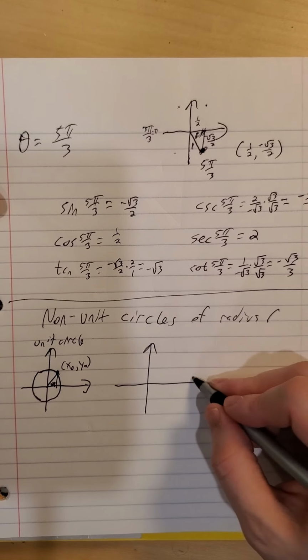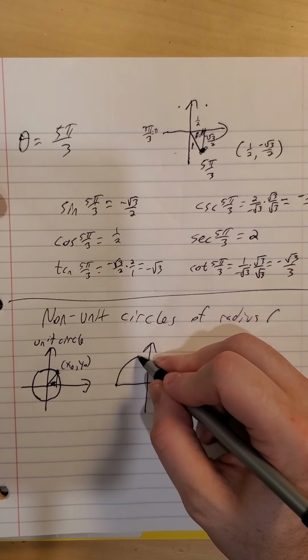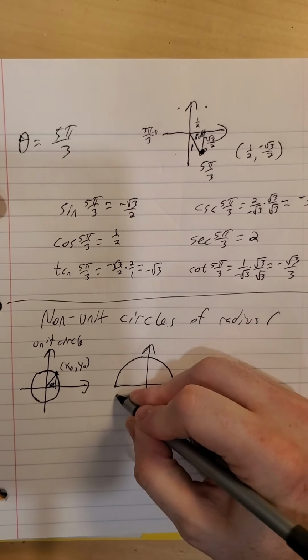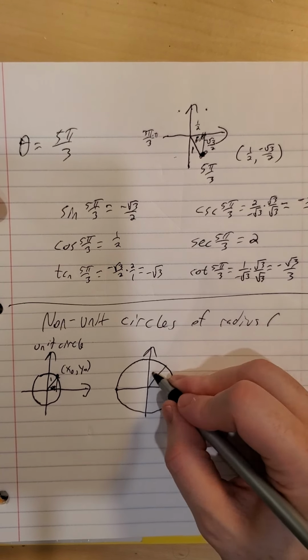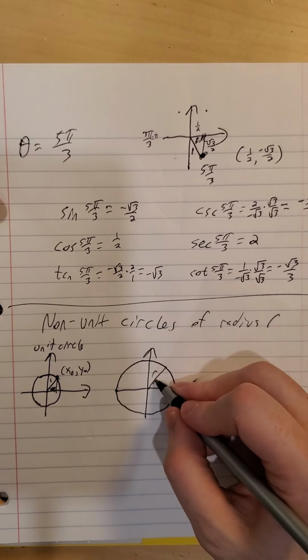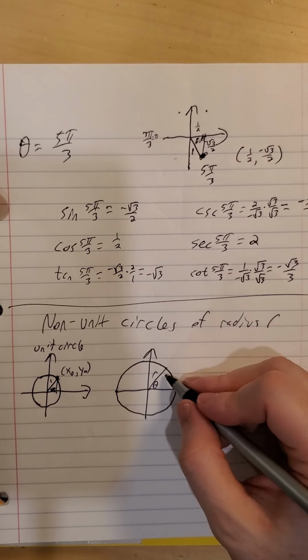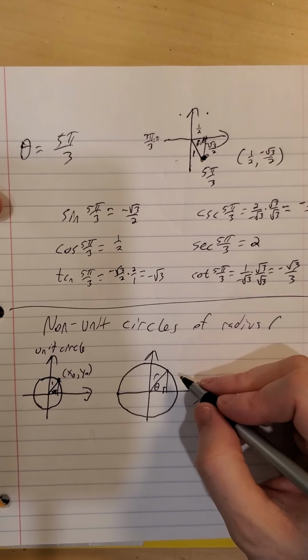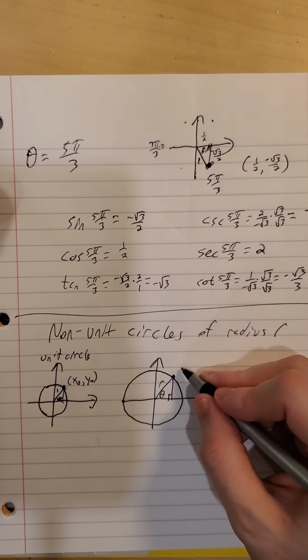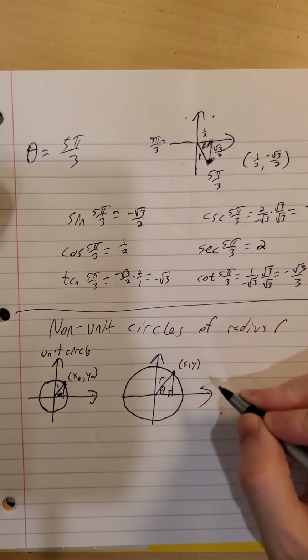Then we have some other circle. We'll keep it centered on the origin though. But instead of a radius of 1, we have a radius of r. We're going to keep that same angle theta. We're still going to drop our nice pretty perpendicular there. And this point will be at x, y.